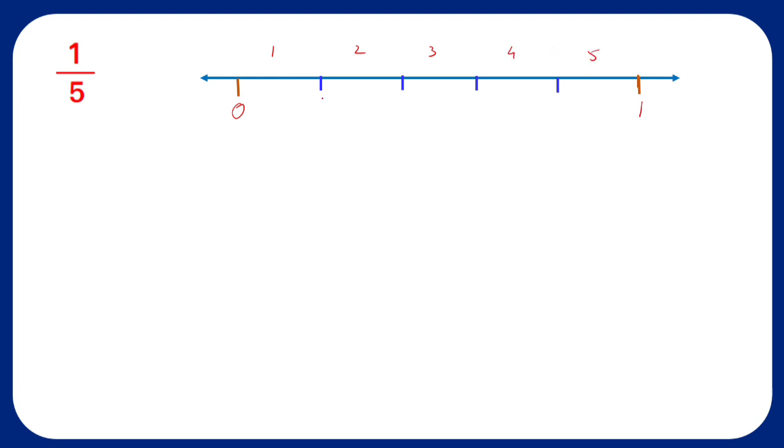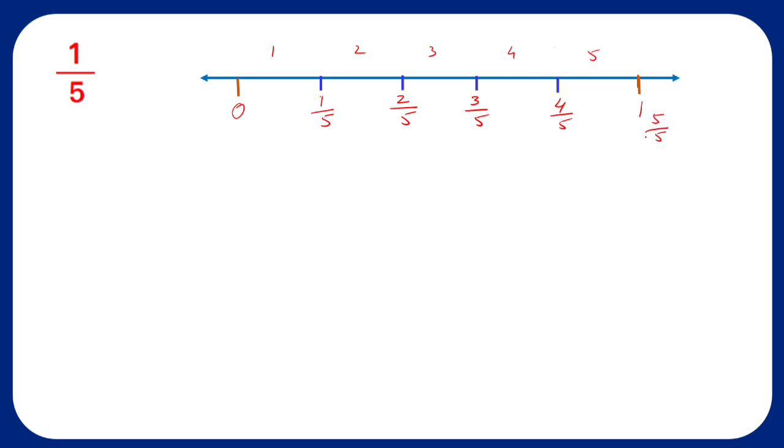This first line represents 1/5 of the fraction. This represents 2/5 of the fraction. This one represents 3/5 of the fraction. This is 4/5. And the last one is 5/5.